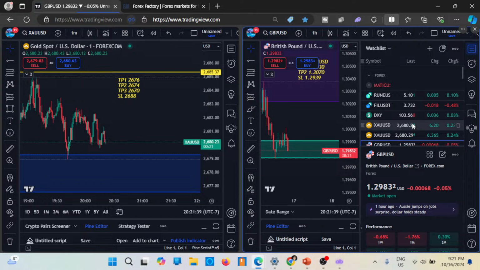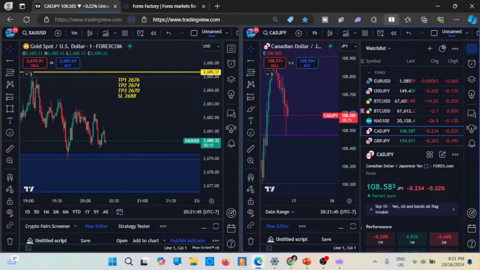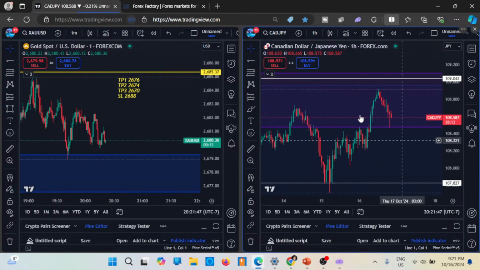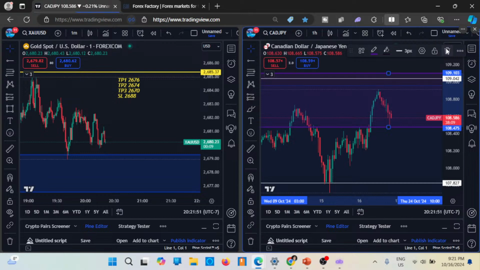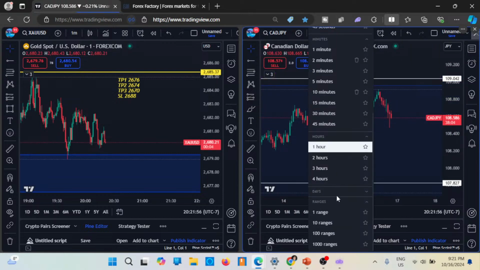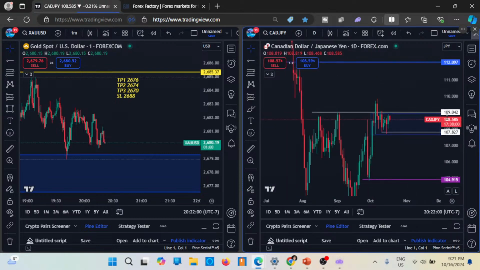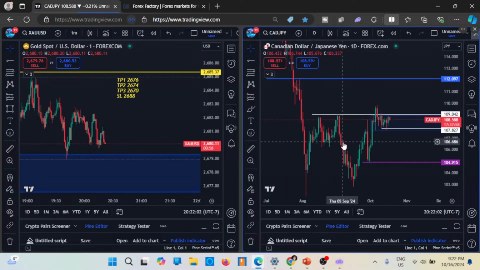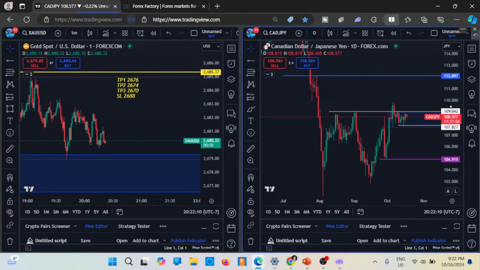Euro USD. Yeah, I was gonna look at CAD JPY. So let's check out CAD JPY here. We're gonna start off by looking at the daily time frame. This is the time frame that you always want to start off with when you are analyzing. You start with the daily time frame, and on any time frame that you are analyzing, you always want to figure out what is the market structure.